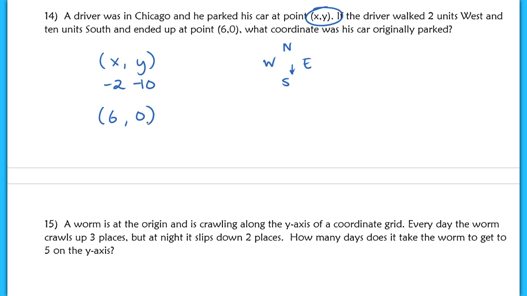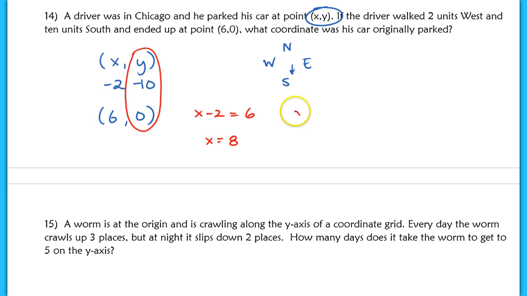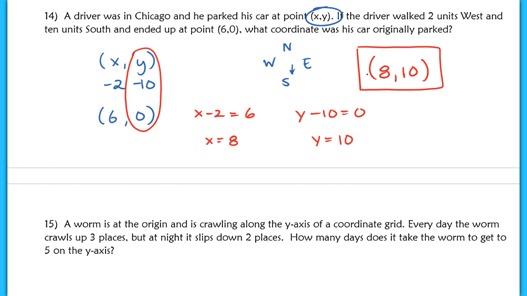This is where an equation is going to help us, because I have values that relate x, the original position, and the end position. If I take x and subtract 2, I should end up at 6. So if I solve for x, I have 8. His original x position was 8. Then to solve for y, we set up a very similar equation. y minus 10 should give me 0, so y would equal 10. So his original parked car was at the point 8, 10. It's pretty tricky, but I think if you set up some equations, it'll be pretty easy for you.